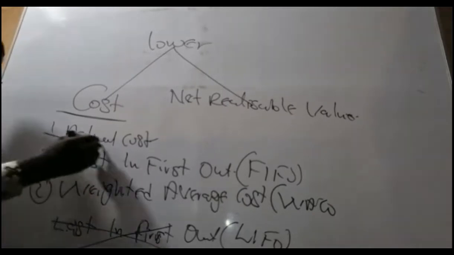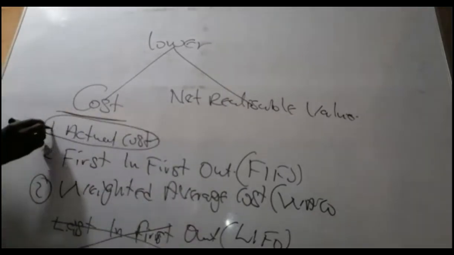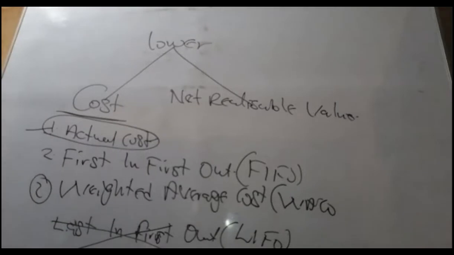Actual cost is what you know. This one is coming from where? The initial measurement, which comprises of what? Three items. What are they? The purchase cost, directly attributable costs, and any other costs incurred necessary to bring the inventory to its intended use or intended sale. That's it. We are done with the cost formulas.